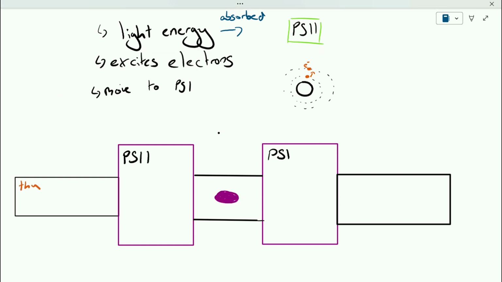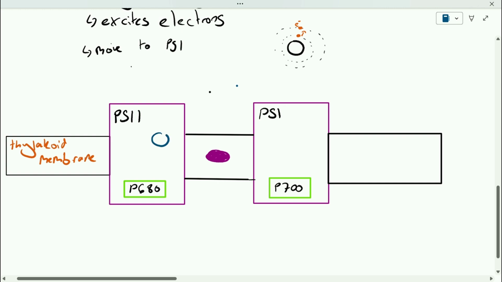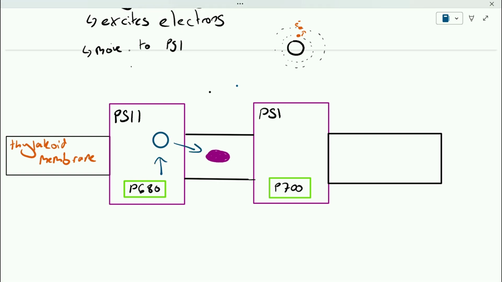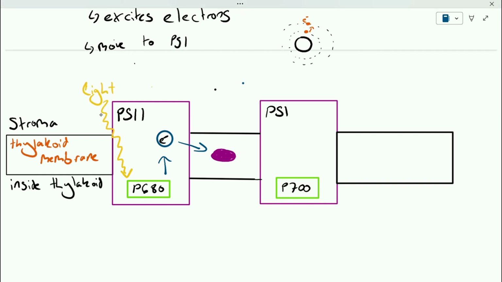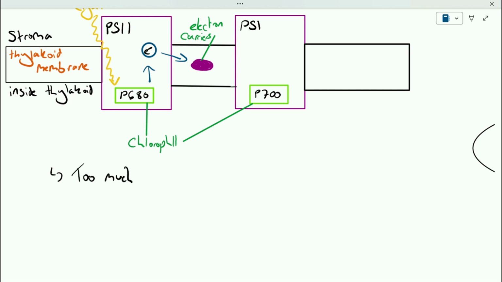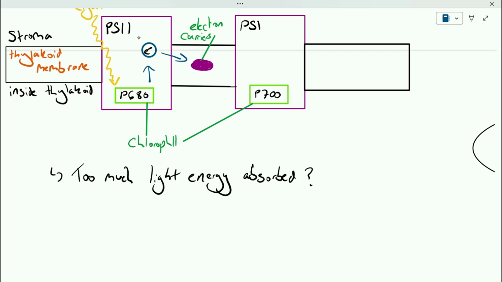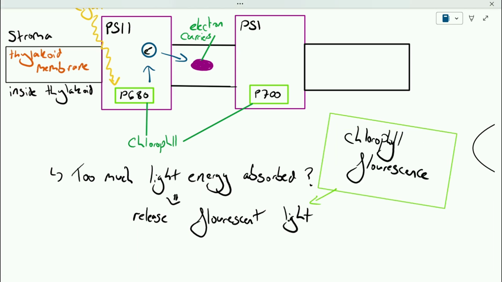So let's look at this on a diagram. As you can see, the light is absorbed at PS2, it excites an electron, and then the electron moves along the electron transport chain. Another thing to be aware about is if too much light energy is absorbed, well, the excess light is released as fluorescent light, and this whole thing is known as chlorophyll fluorescence.